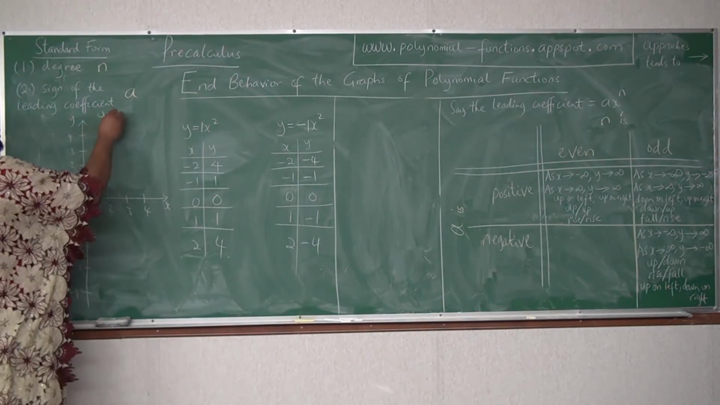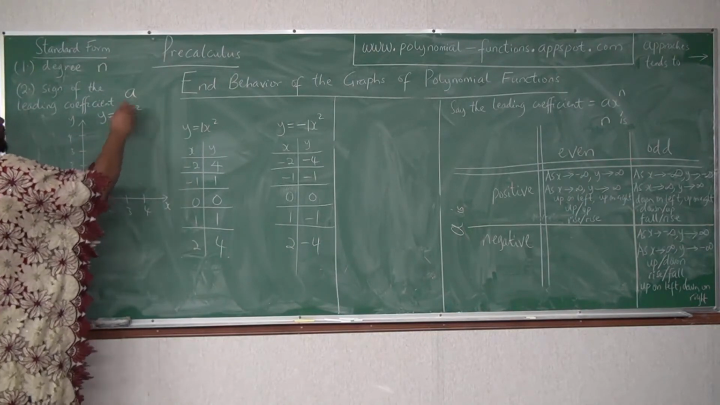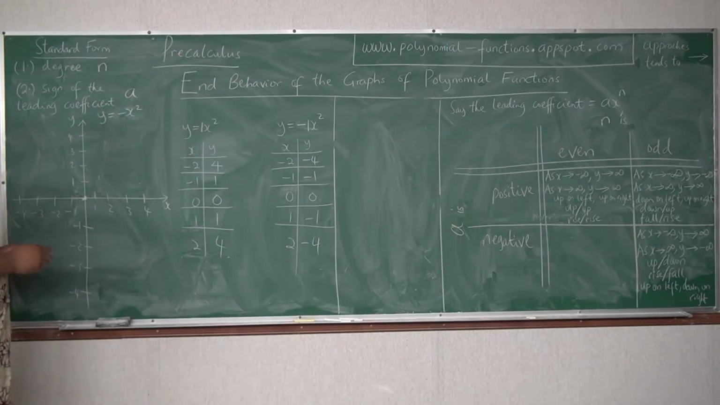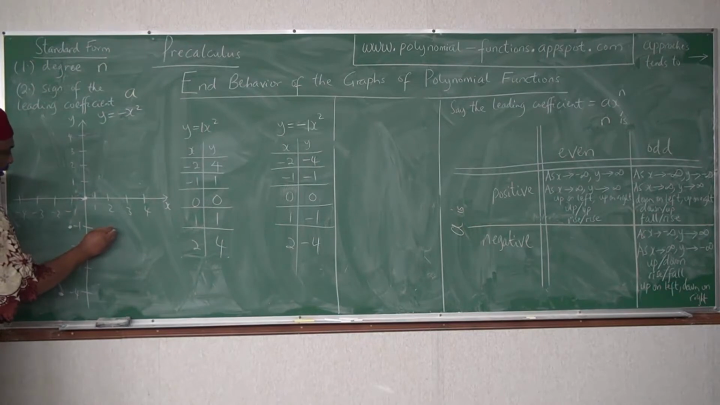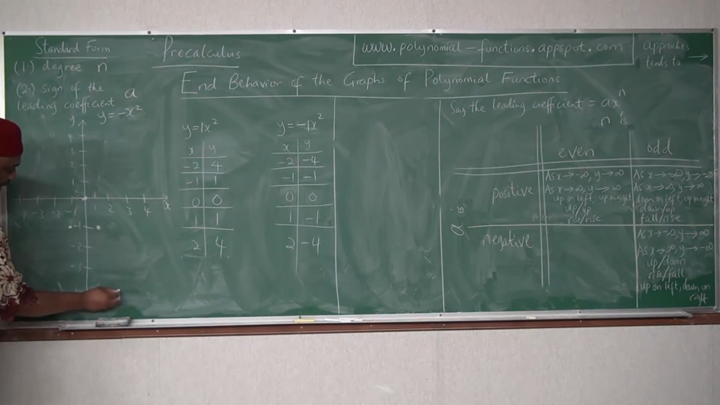So if we have y equals negative x squared, when x is negative 2, y is negative 4. So this is going to be here. When x is negative 1, y is negative 1. That's here. When x is 0, y is 0. When x is 1, y is negative 1. That's here. And when x is 2, y is negative 4, here.